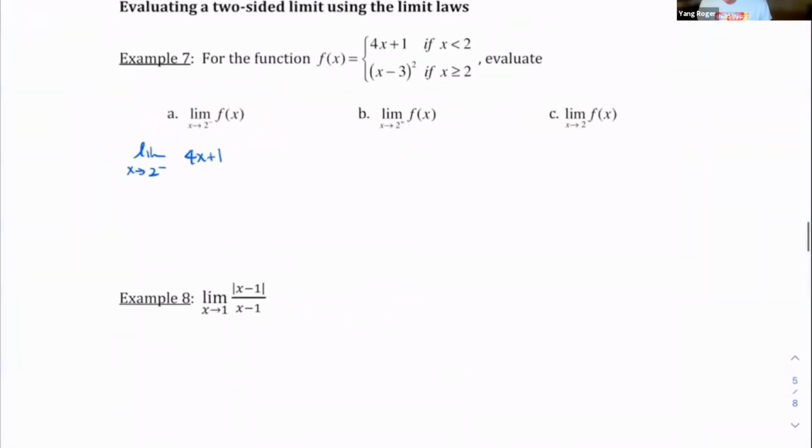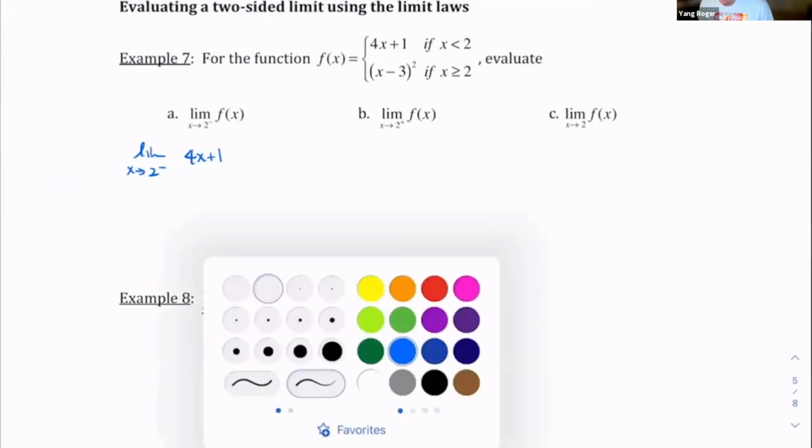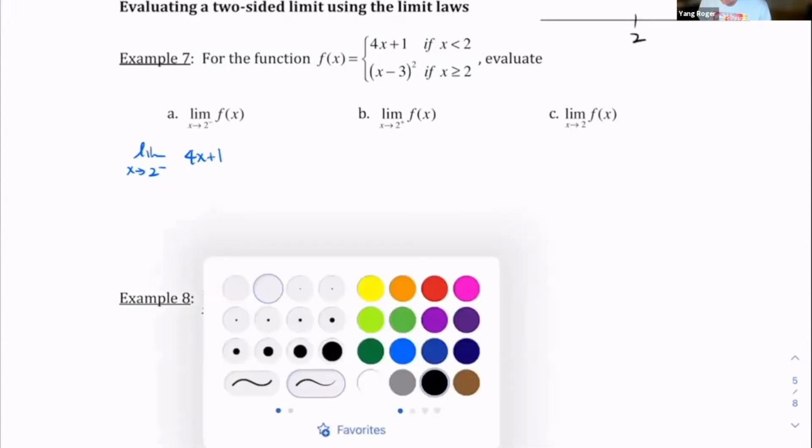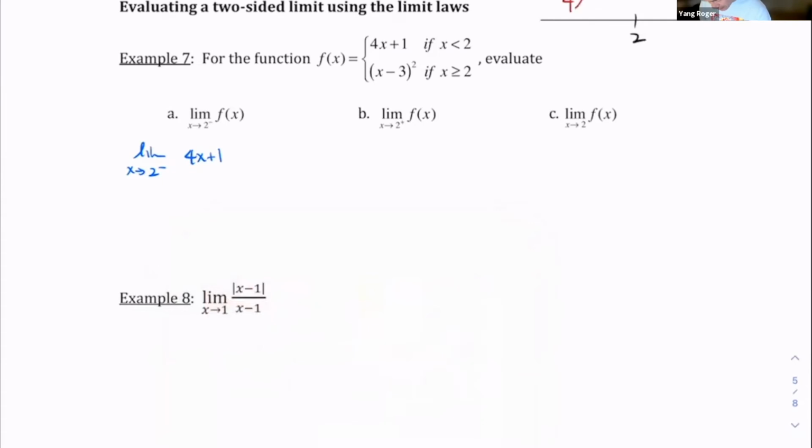So if I were to draw a little number line to represent the situation, let's say it looks like this. I draw a little number line, and I'm going to put the 2 over here. And then if you're to the left side of 2, your function is 4x plus 1. If you're on the right side of 2, your function is x minus 3 squared. Okay. So now how do I evaluate this limit?